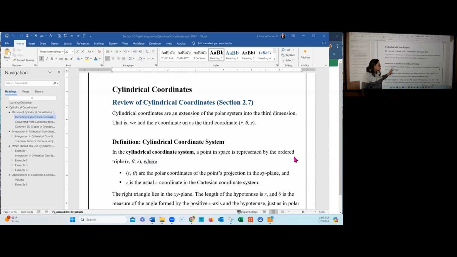In the cylindrical coordinate system, we can represent that point in space with r, theta, z, where r, theta are the polar coordinates of the point's projection into the xy plane, as if the point is casting a shadow down into the xy plane, which is also our r theta plane. z is the usual z coordinate from the Cartesian or rectangular coordinate system.